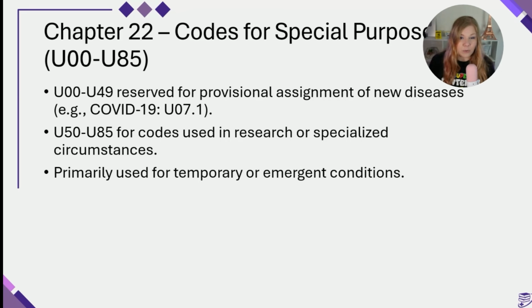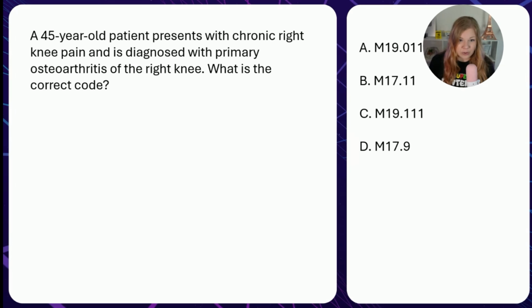Now, next, I want to start going over some practice questions with you guys. So our first question that we're going to have here is a 45-year-old patient presents with chronic right knee pain. They're diagnosed with primary osteoarthritis of the right knee. What is the correct code? So we have M19.011, M17.11, M19.11, and M17.9.